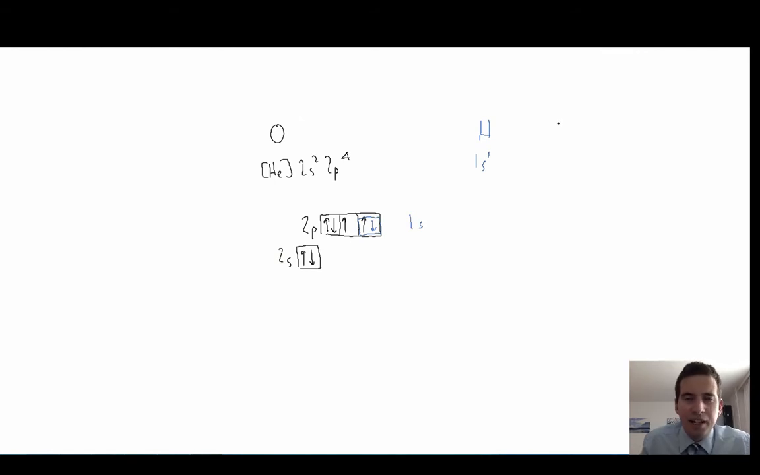So we need a second hydrogen. So this hydrogen can also overlap its 1s orbital with the 2p orbital from the oxygen. So now the one oxygen and the 2 hydrogens all have full outer shells. So let's represent that with a dot and cross diagram.